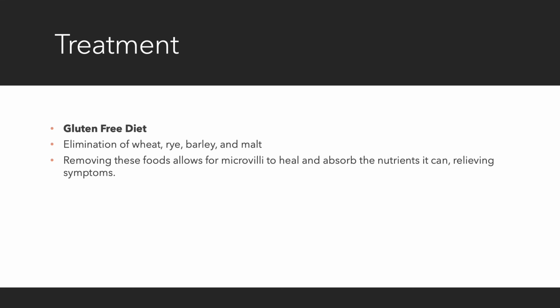Treatment. So the treatment plan for celiac disease is actually really simple. It's a gluten-free diet. That's it. That means the elimination of wheat, rye, barley, and malt. What this does, removing these foods, allows for the microvilli and the villi to heal and absorb the nutrients that it can in the body. That will relieve the symptoms that are present in the patient and allow for things to kind of reset.